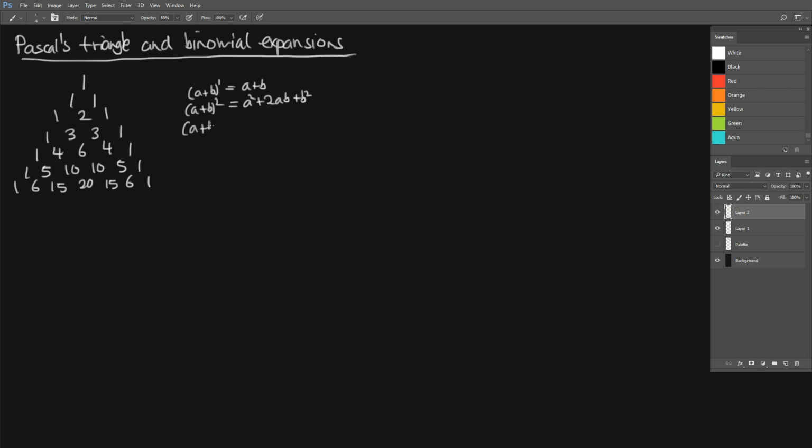Similarly, a plus b cubed, we have a cubed plus 3a squared b plus 3ab squared plus b cubed. The coefficients in the Pascal's triangle are 1, 3, 3, 1. And over here we have 1, 3, 3, 1. And we can also do a plus b to the 0. It's kind of its own thing, but you get the idea. And in general, we can say that this number here is n, so these are all a plus b to the n. So this is row 0, row 1, row 2, and row 3.